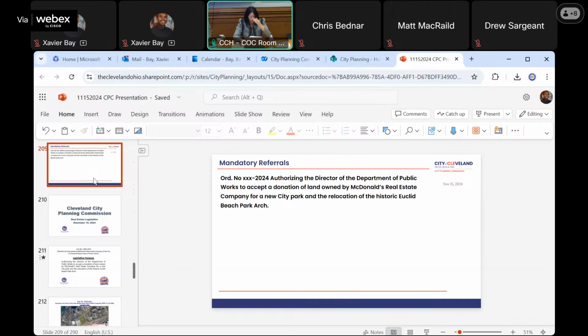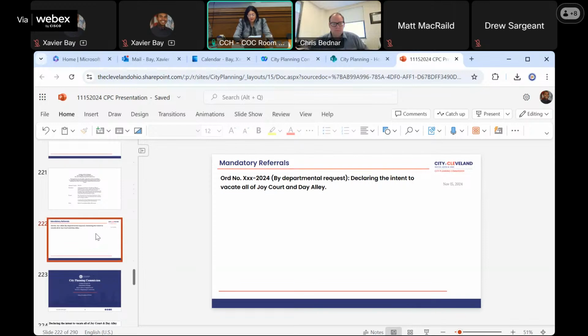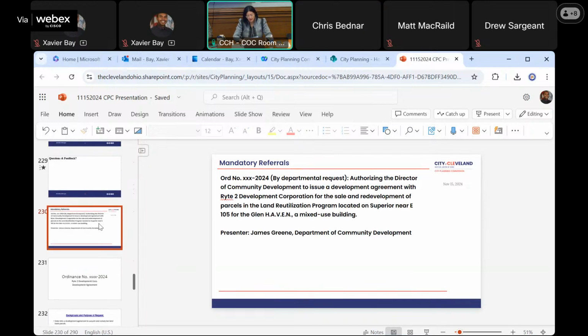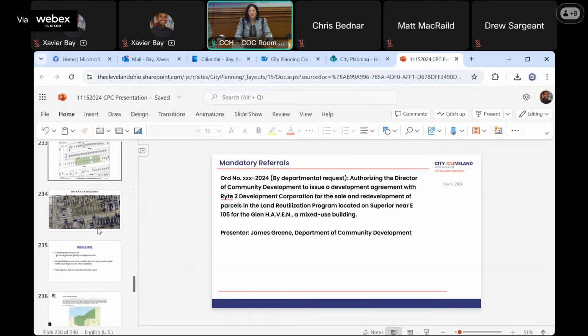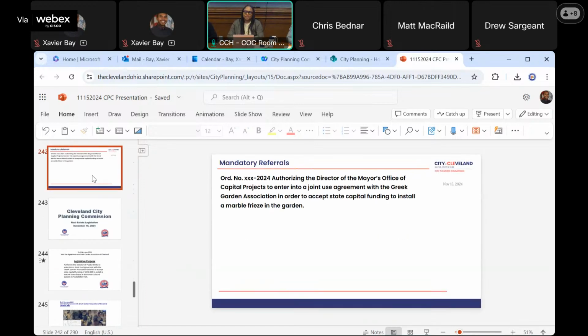This is an unnumbered ordinance on page 22 authorizing the director of the mayor's office of capital projects to enter into a joint use agreement with the Greek Garden Association in order to accept state capital funding to install a marble frieze in the garden. Looks like a culture garden to me. Yes, it is, Madam Chair.